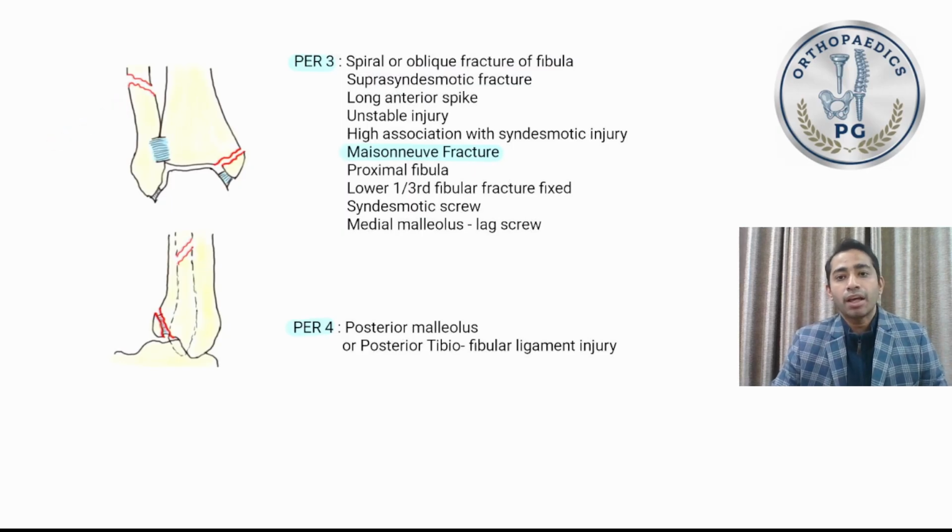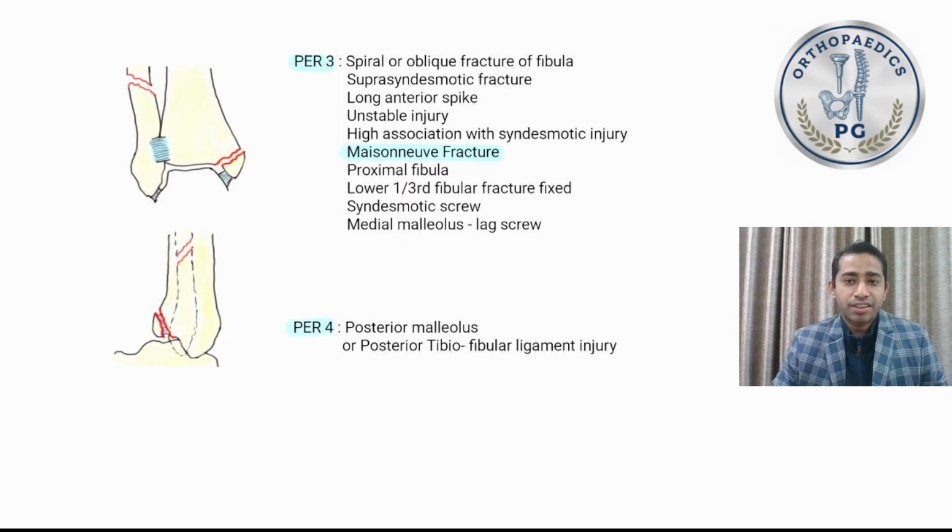So it is mostly a high fibular fracture, and this is an unstable form of ankle injury and has a high incidence of association with a syndesmotic injury. A classic pattern is known as Maisonneuve fracture. So what is this Maisonneuve fracture? This is again very important.